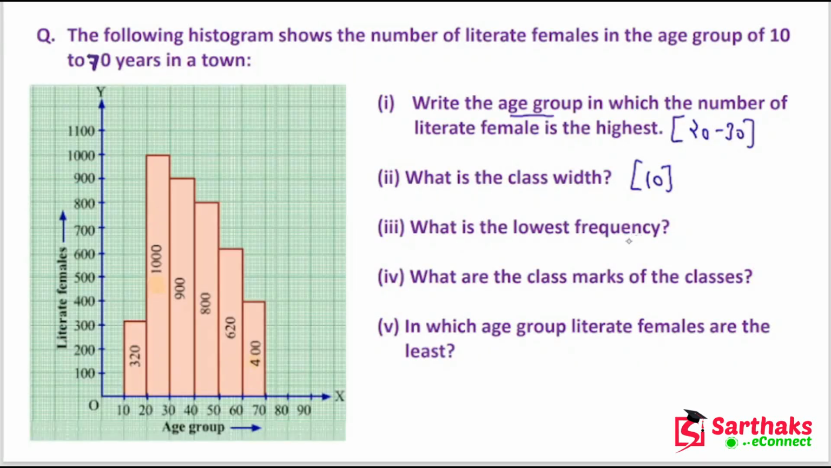What is the lowest frequency? Now what is frequency? That is literate females. So we can clearly see that the age group 10 to 20 has the least number of literate females, that is 320. So that is the least frequency, or you can say lowest frequency.